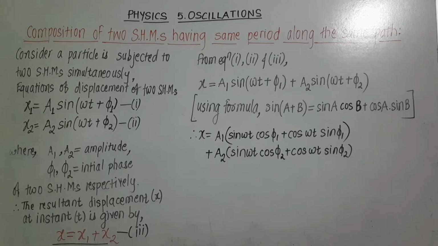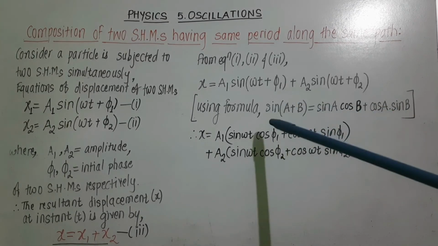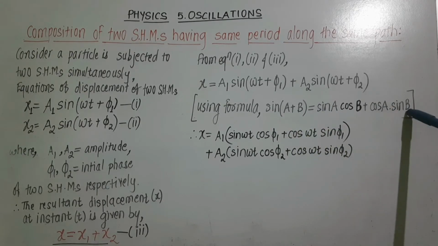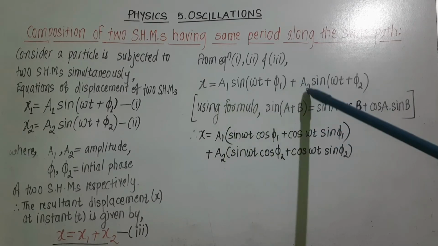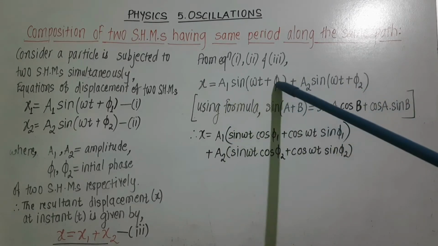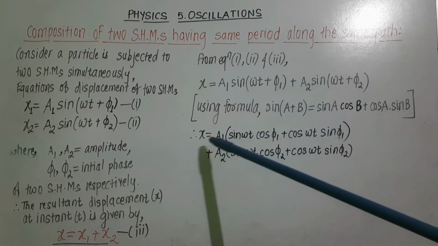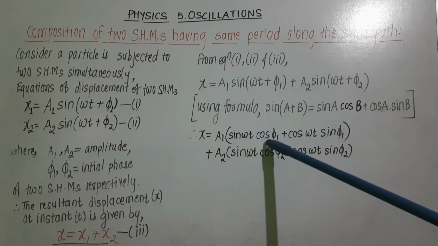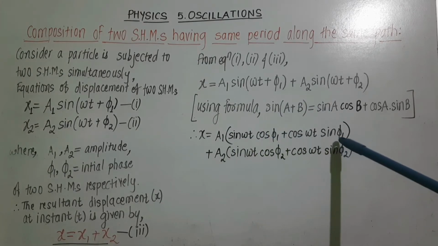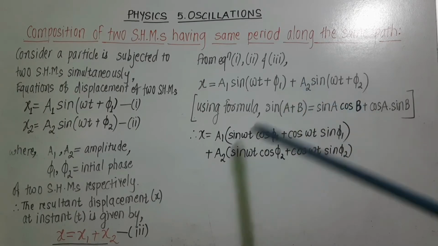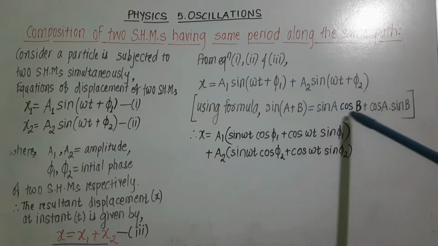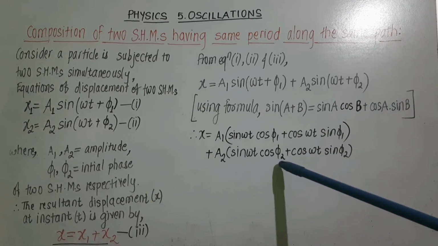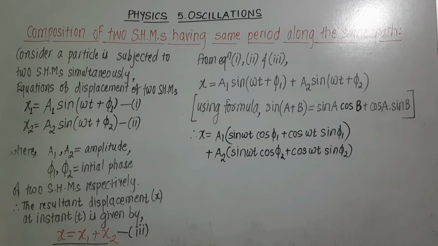Now expand x by using the formula sin(A + B) = sin A cos B + cos A sin B. तो पहले ये वाला टर्म सॉल्व करेंगे, फिर ये वाला टर्म. Now when we apply this formula to this term we get x = a1 [sin ωt cos φ1 + cos ωt sin φ1] + a2, and applying the formula for this one, in bracket we get sin ωt cos φ2 + cos ωt sin φ2.